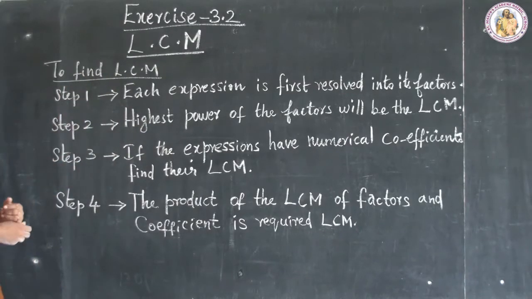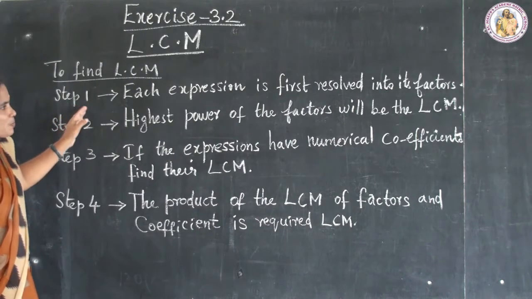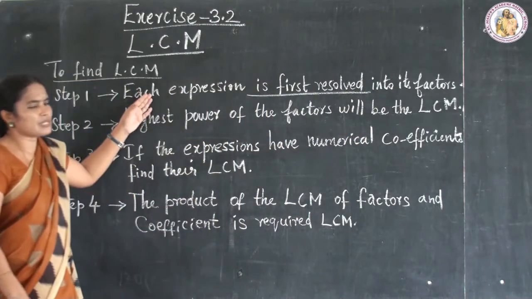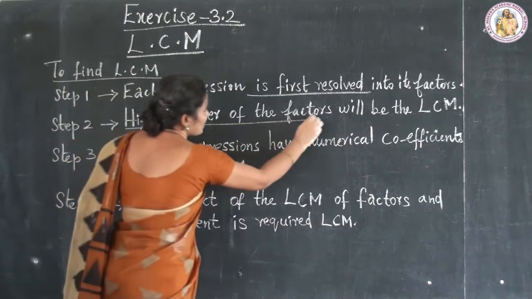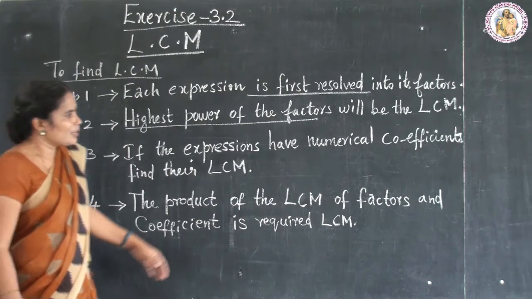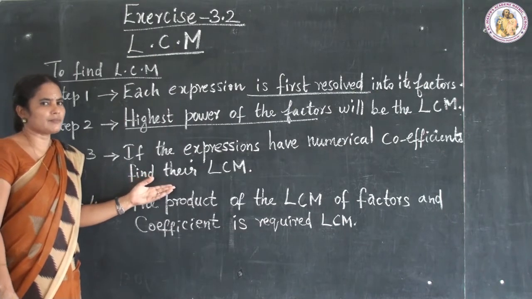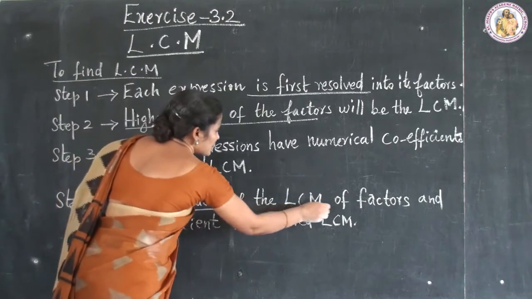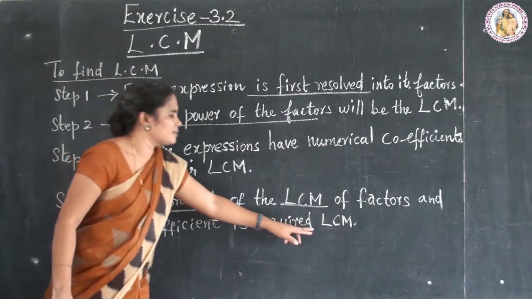Before going to the second exercise, let us see how to find LCM. The first step, each expression is resolved into factors. First you have to resolve all the expressions into factors. The second step, the highest power of each factor will be taken for the LCM. In the third step, if the expressions have numerical coefficients, then you have to find the LCM of the coefficients. And step 4, the product of the LCM of the factors and the coefficients is what is required to find the LCM.